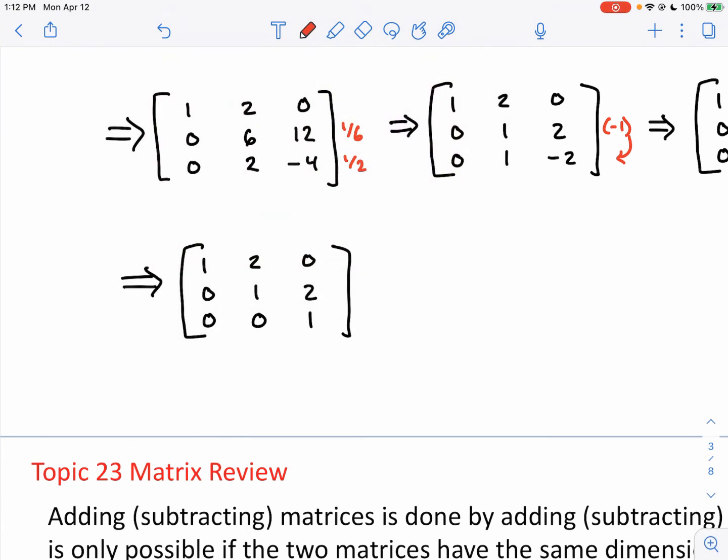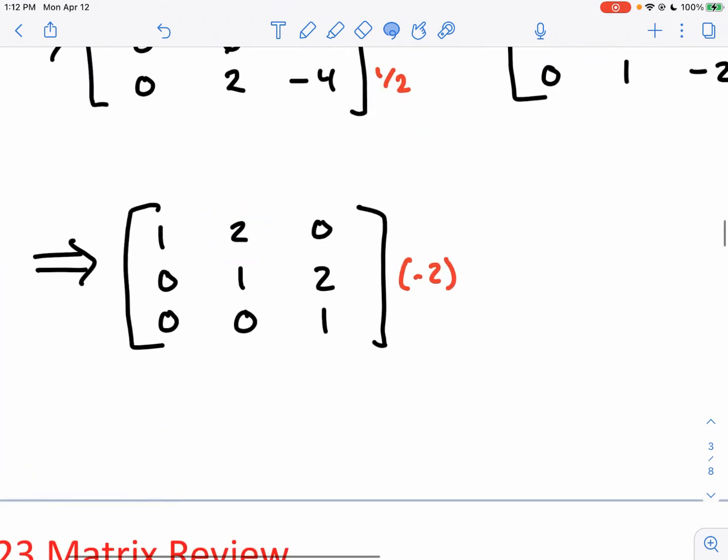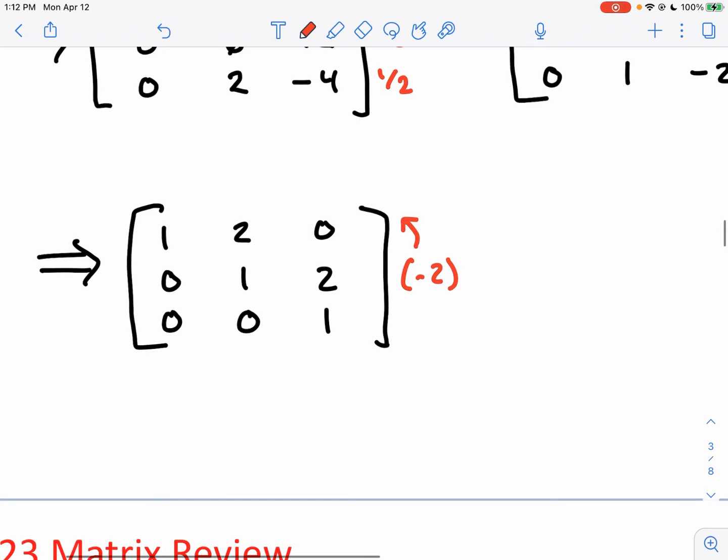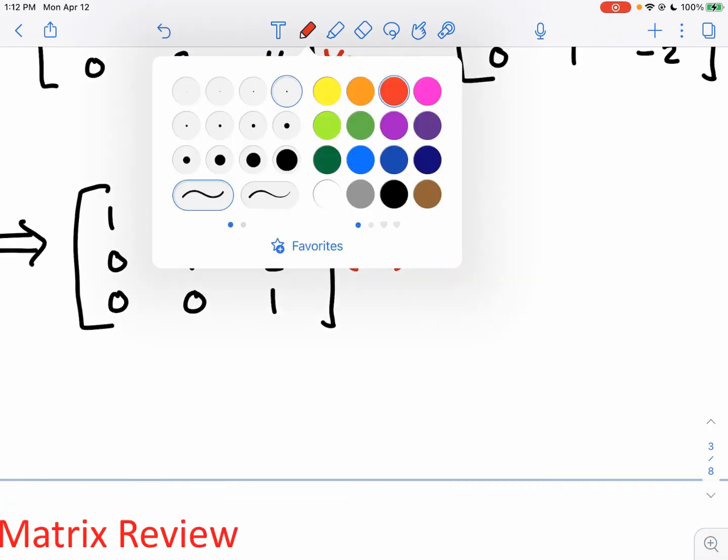I'm going to use this leading 1 right here to zero out any entries in its column that aren't currently 0. So looking at the second column, we want this 2 to be a 0. So I'm going to use this 1 to do it. I'm going to multiply row 2 by negative 2 and add it backwards up to row 1. And let's see what this produces.